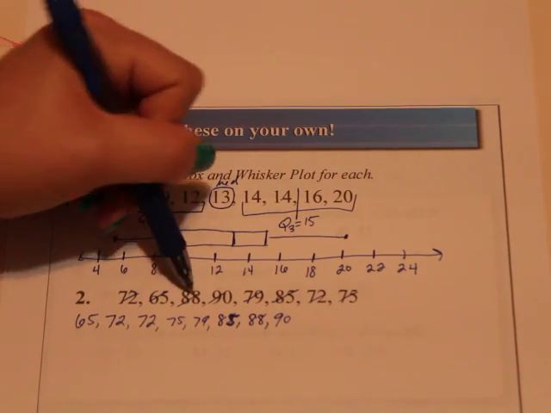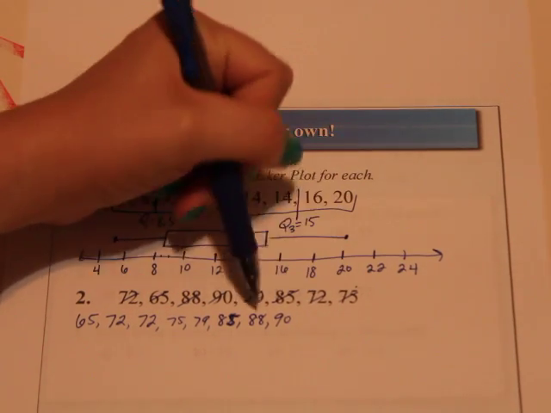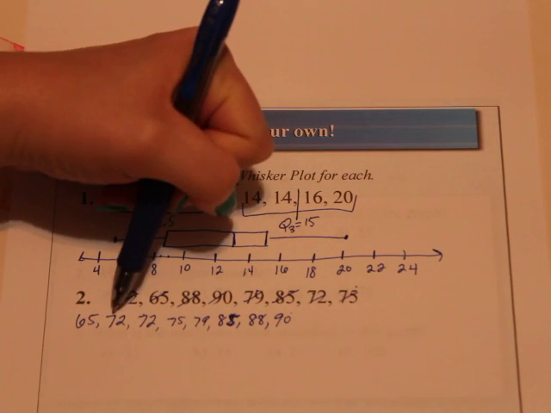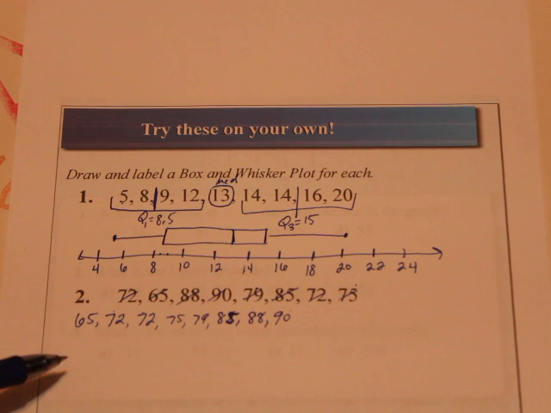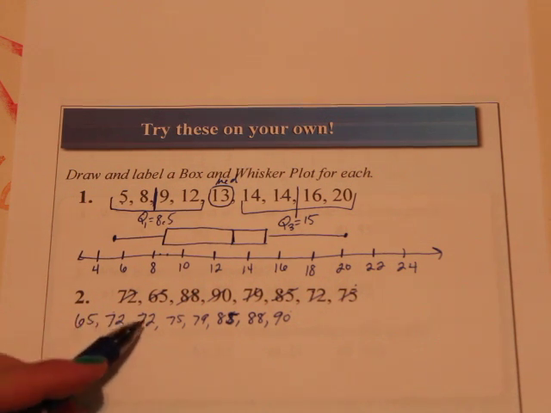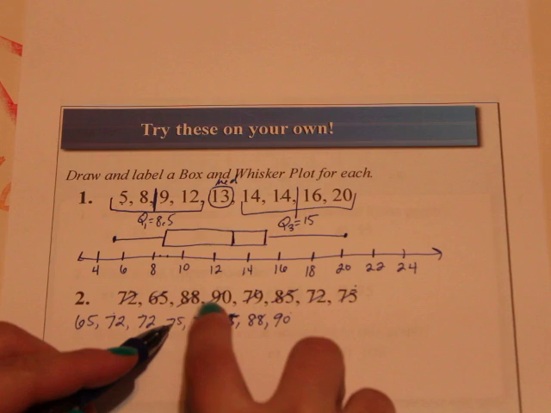And I always like to go through and count. I got 1, 2, 3, 4, 5, 6, 7, 8. Make sure you have the correct number of numbers in your list. Step 1, find our median. 1, 2, 3, 4. 1, 2, 3, 4.